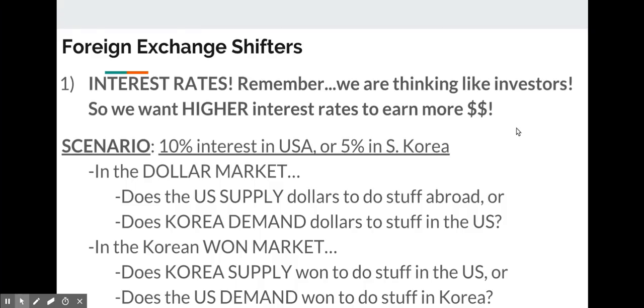So again, this would be a good time to make sure you have open that PDF of the filled in notes so you can keep track with us. So the first shifter is interest rates. We want to earn the higher interest rate.